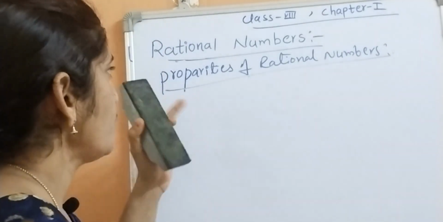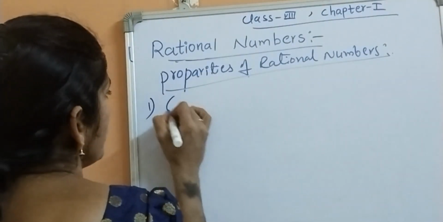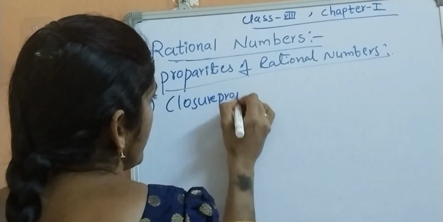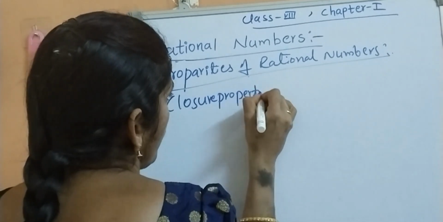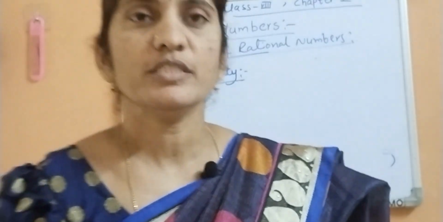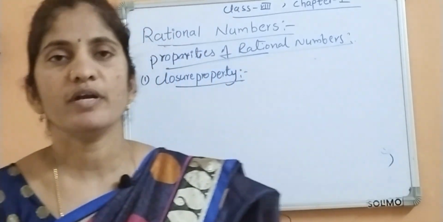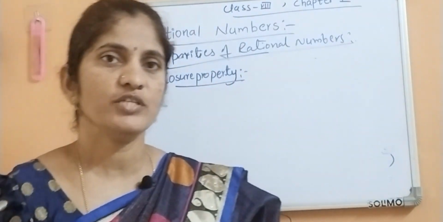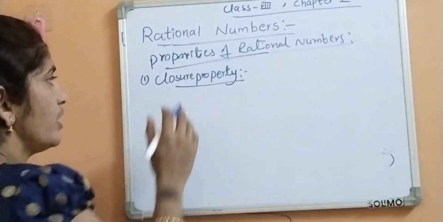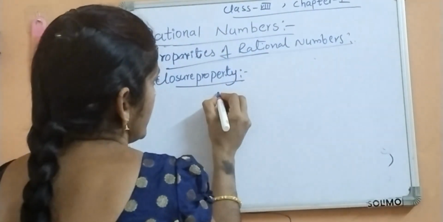Okay. So what is the first property? Closure property. Each and every property we are going to discuss under addition, under subtraction, under multiplication and under division. So closure property we are going to check in rational numbers.